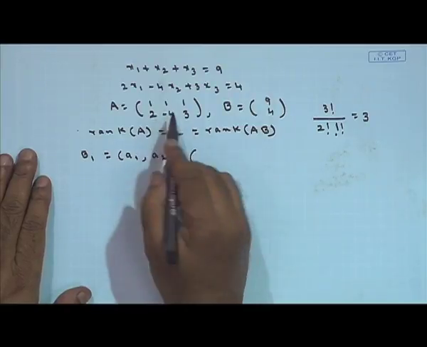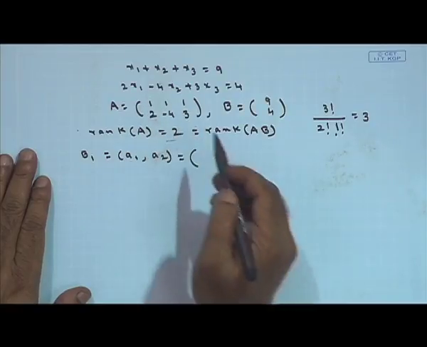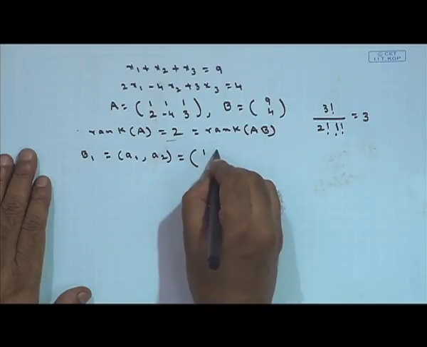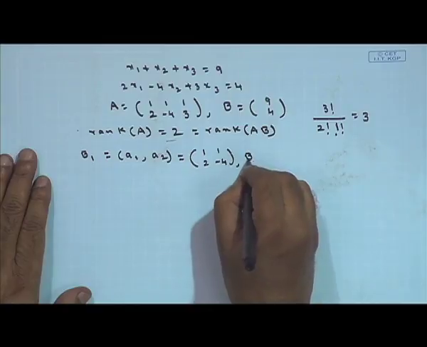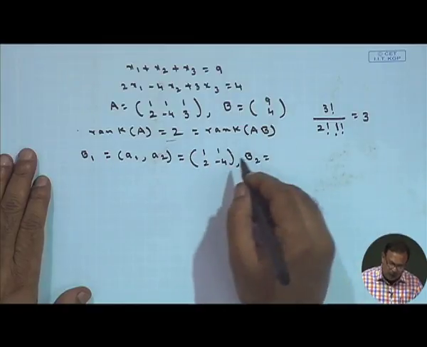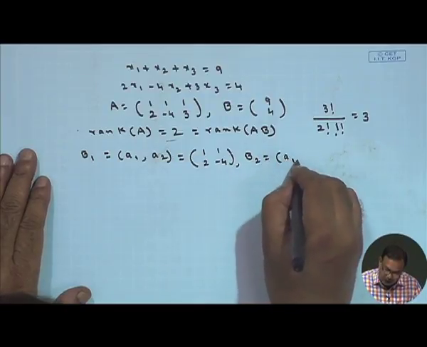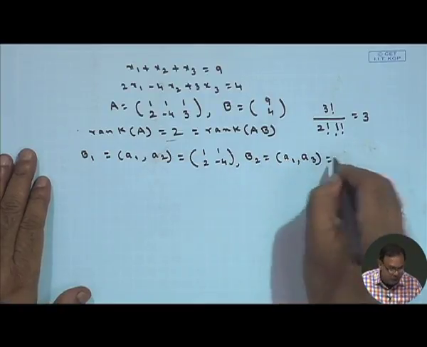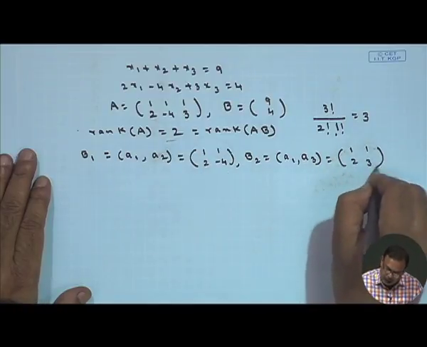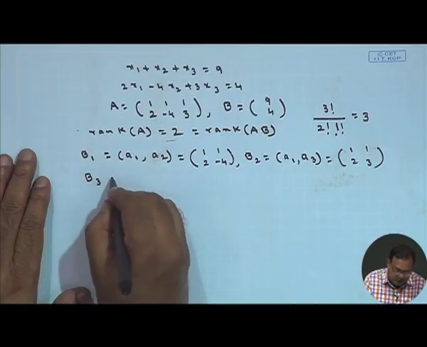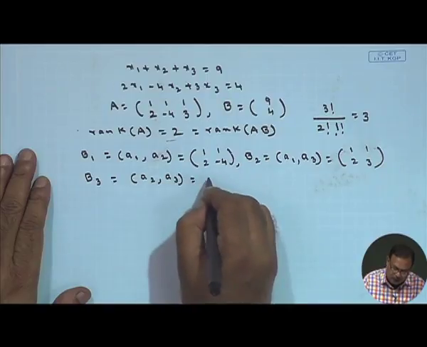A1, A2 means I am taking the columns A1, A2 and A3. So this will be 1 1 2 minus 4. Since the rank is 2, I have to take 2 linearly independent columns. B2 can be A1, A3, that is 1 2 1 3, and the third one, B3, can be obtained as A2, A3. These 3 combinations are possible only.